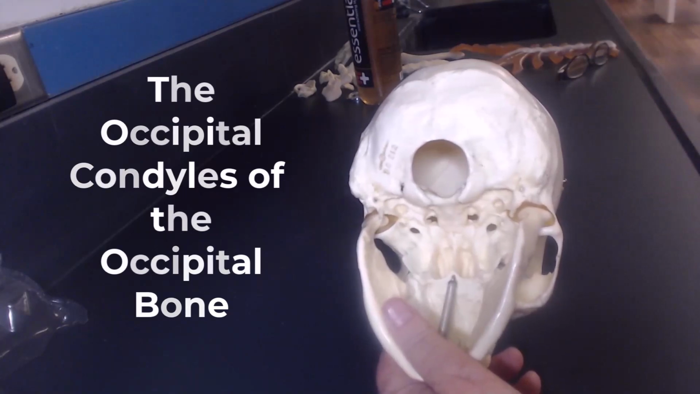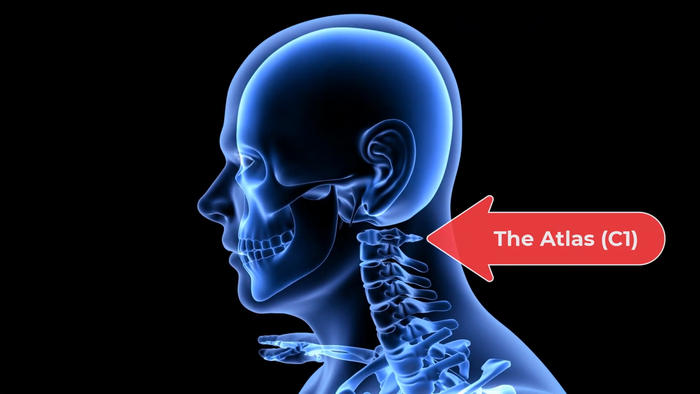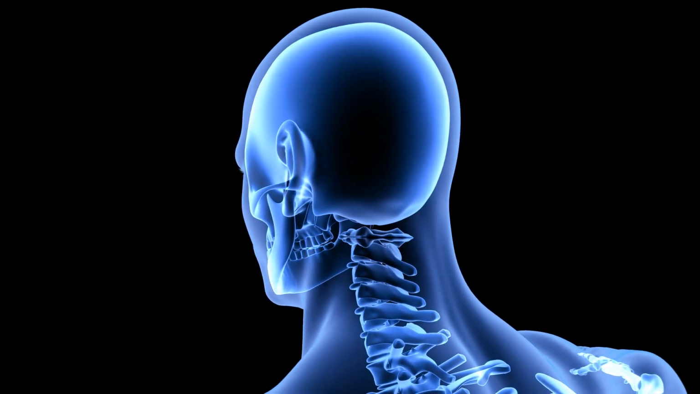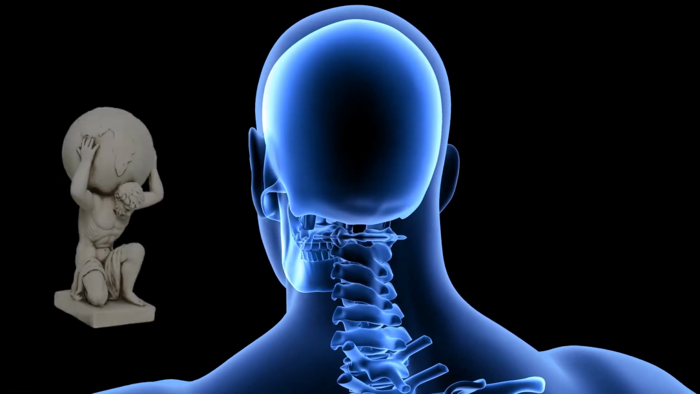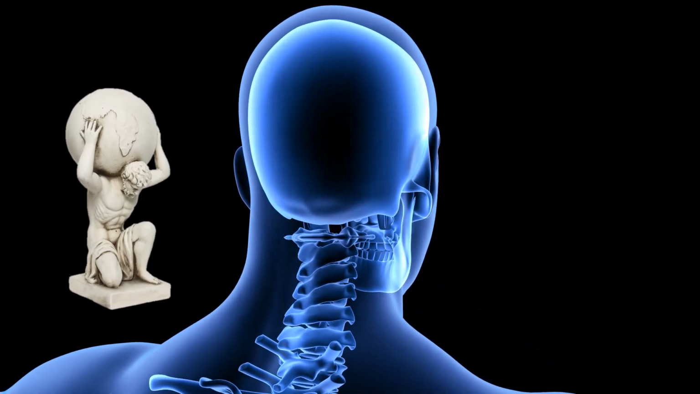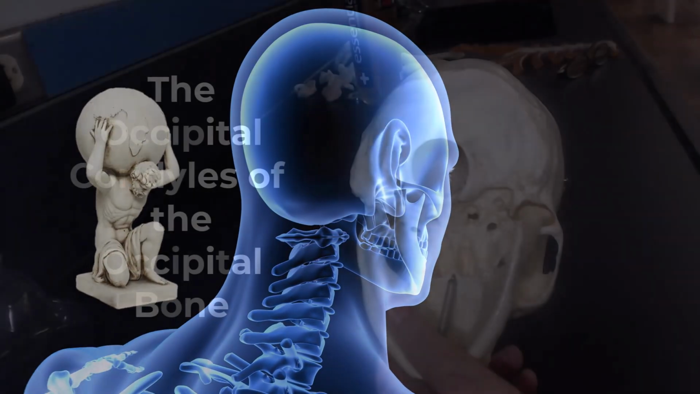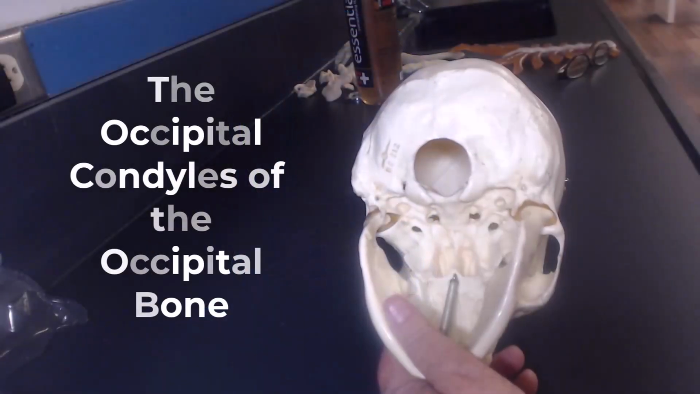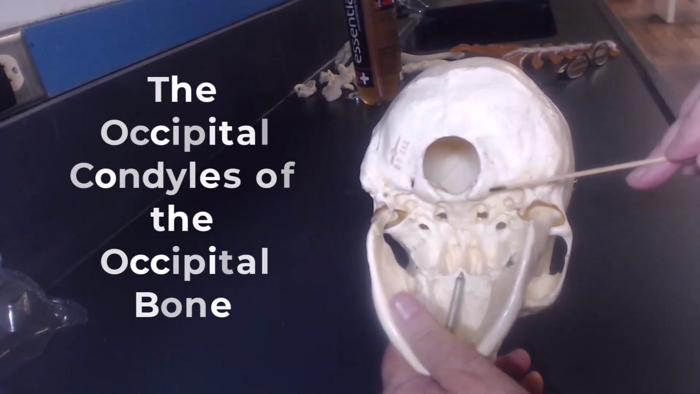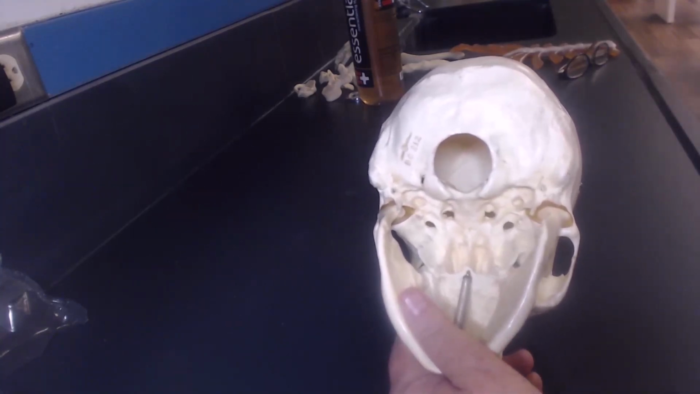The occipital condyles are going to make contact with the C1 vertebra. The C1 vertebra is called the atlas. The reason that we call it that is because Atlas was the Greek god who held the weight of the world on his shoulders. So for that reason, we call the C1 the atlas. Occipital condyles.